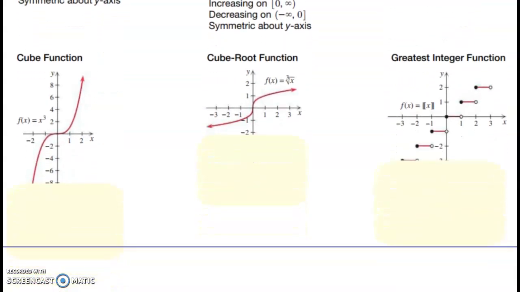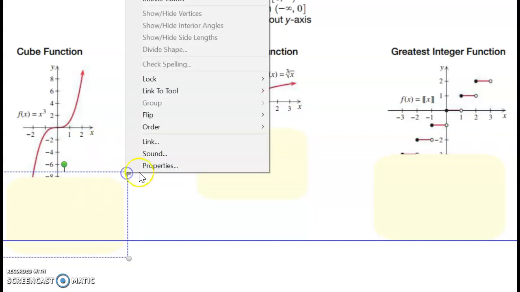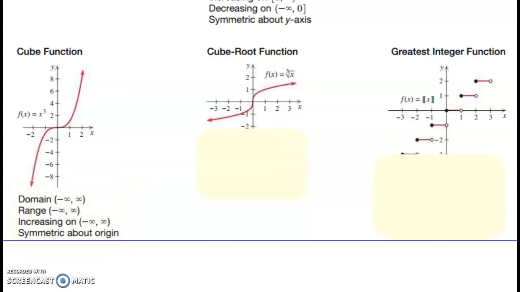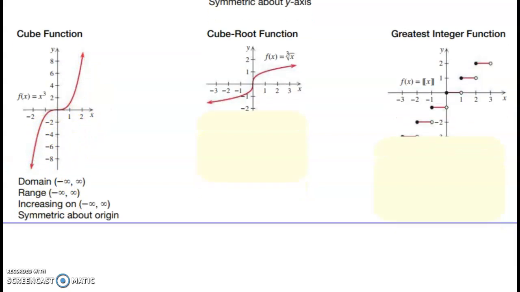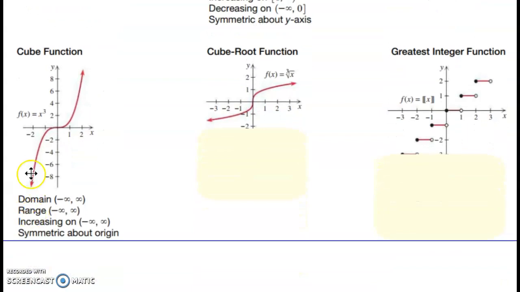The cube function. y equals x cubed. Let's think about what that has for its characteristics. The domain this time is all reals, and the range is all reals. Unlike absolute value and square function where the range was just 0 to infinity, we have all reals when I cube it. And it's increasing always, it's never decreasing, and it's symmetric about the origin.